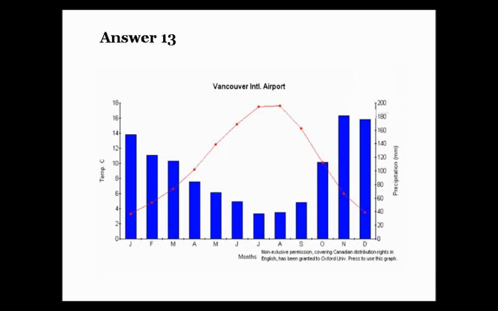In conclusion, the precipitation reached the lowest point in August at less than 30 millimeters, but rose dramatically to 180 millimeters in December.